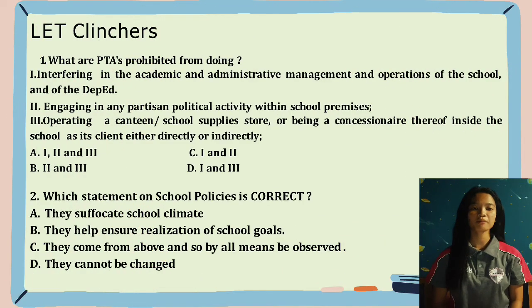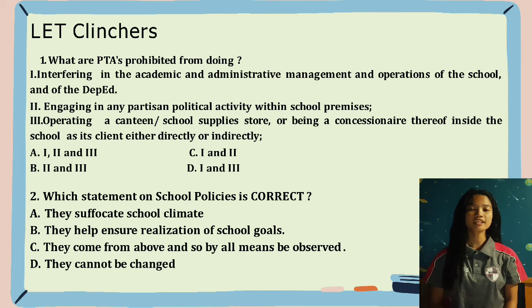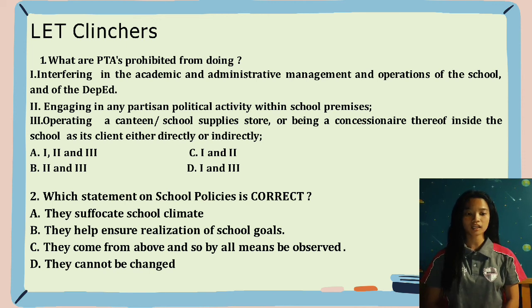Let's go to clinchers. Number 1. What are PTAs prohibited from doing? 1. Interfering in the academic and administrative management and operation of the school and of the DepEd. 2. Engaging in any partisan political activity within the school premises. 3. Operating a canteen, school supply store, or being a concessionaire thereof inside the school as its client either directly or indirectly. A. 1, 2, and 3. B. 2 and 3. C. 1 and 2. D. 1 and 3.